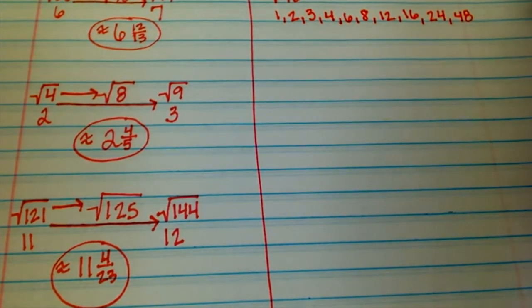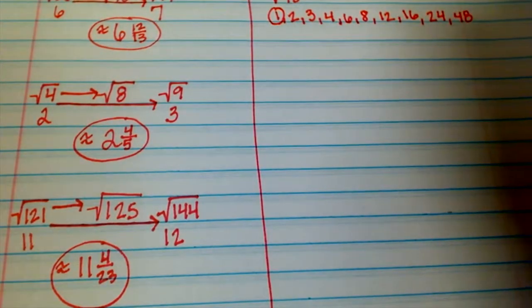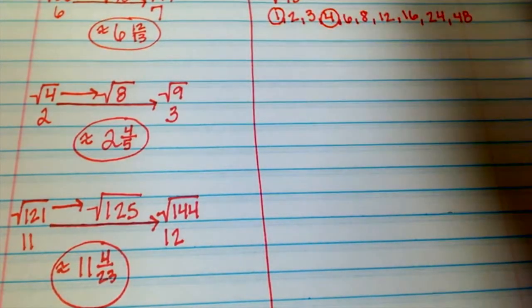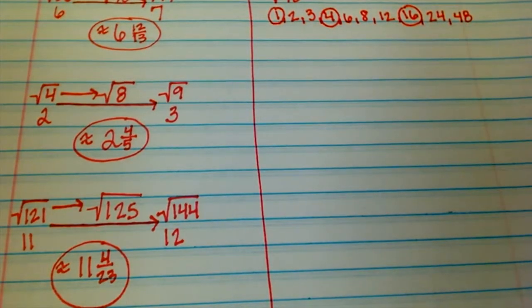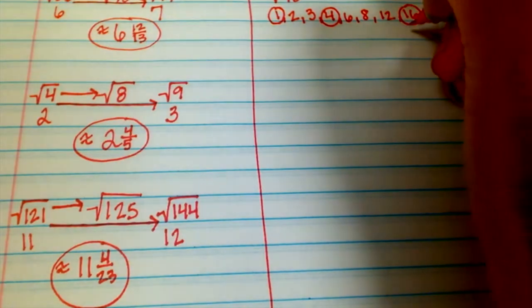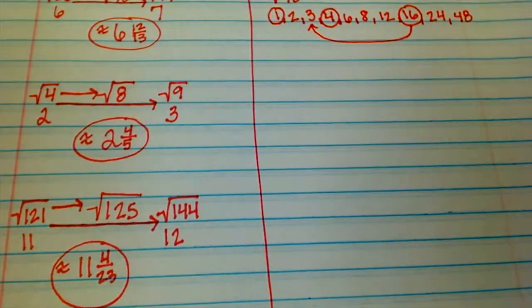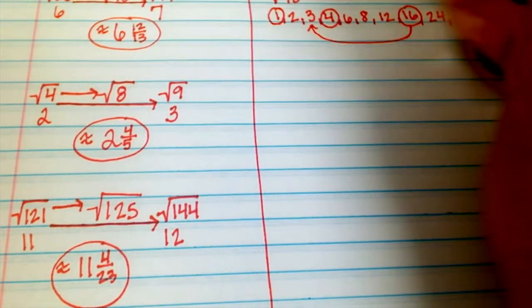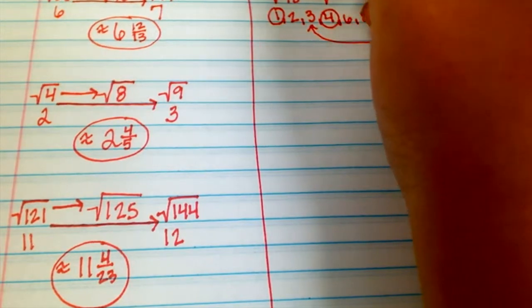Now I am going to circle all of the perfect squares. So that's 1, because 1 times 1 is 1. 4, because 2 times 2 is 4. And 16, because 4 times 4 is 16. And I'm going to pick the largest one, which is 16. And 16 times 3 is 48. So I'm going to rewrite the square root of 48 as the square root of 16 times 3.